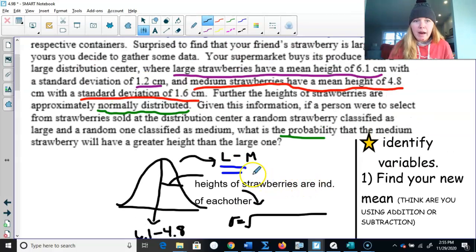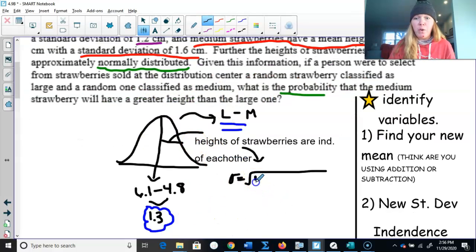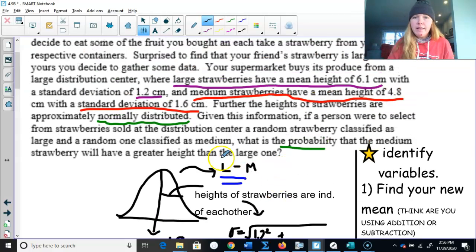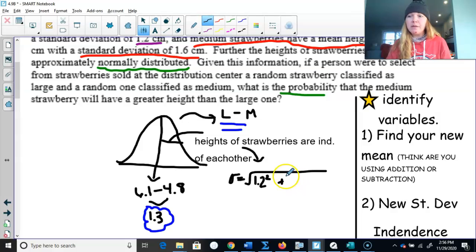All right, where are we? We have the height of large strawberries. That standard deviation is 1.2. So we take 1.2 squared. Plus, again, remember, it's always plus, whether we're adding or subtracting. The standard deviation for a medium one looks like it's 1.6 centimeters. So 1.6 squared. And so we have the standard deviation there, which is equal to 2, which is a nice number.